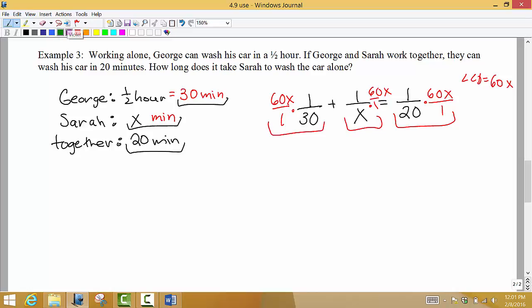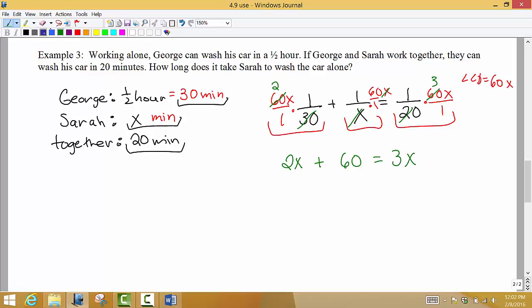Okay, and then we are going to start to reduce. So 30 goes into 60 2 times. That leaves me with 2x. Bring down my plus sign. x and x cancel. That leaves us with 60. And 20 goes into 60 3 times, so that leaves us with 3x.